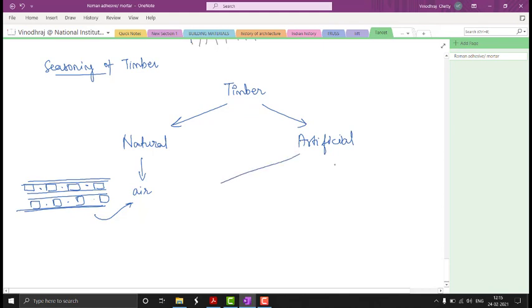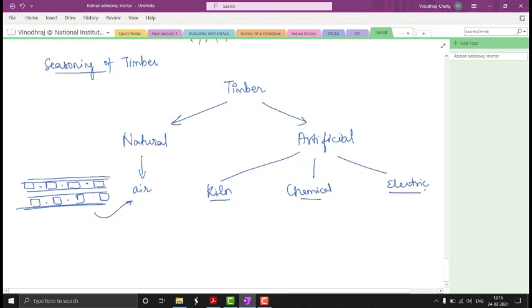And artificial seasoning again has three types. First, they are kilned, that is basically heated. Then there is chemical seasoning, the use of chemical salts, ammonium carbonate or urea to remove the moisture. And then there is electrical seasoning, where current is passed through the wood to remove the moisture content. So this is timber, which undergoes natural and artificial seasoning.